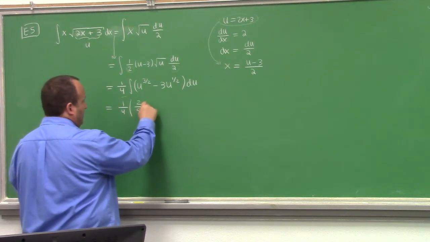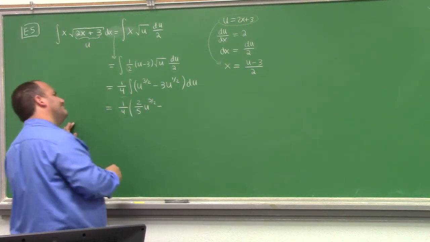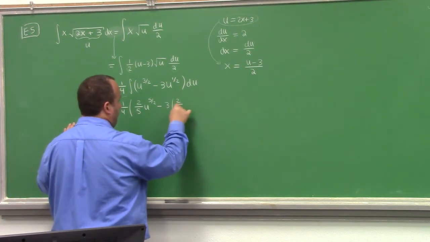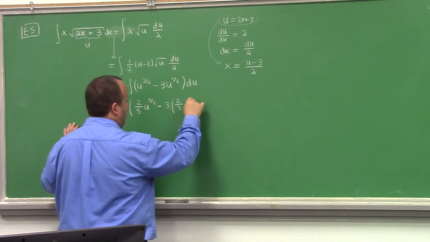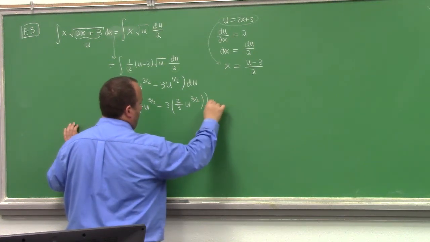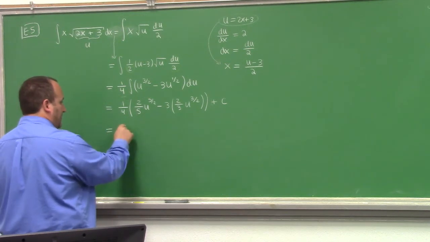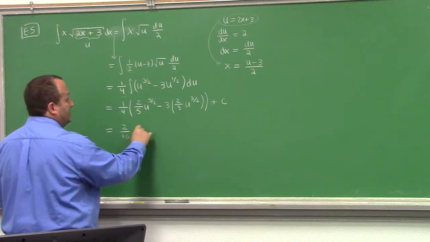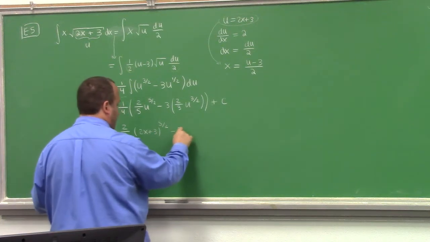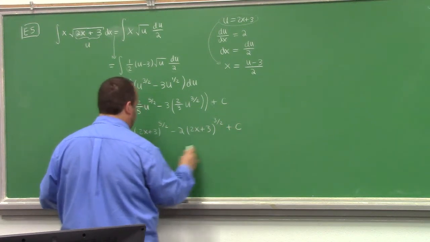So I've got 1/4, 2/5 u to the 5 halves minus 3 times 2/3 u to the 3 halves, plus a constant. So cleaning things up a bit here, I've got 2/10 times 2x plus 3 to the 5 halves minus twice 2x plus 3 to the 3 halves plus a constant.